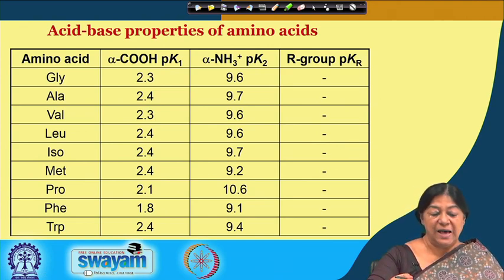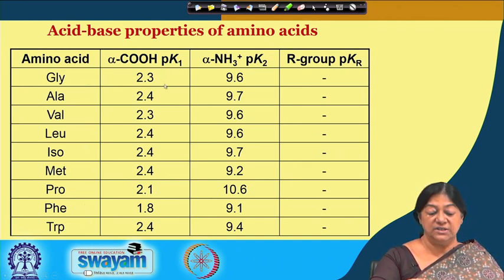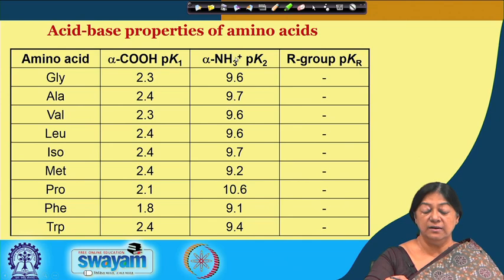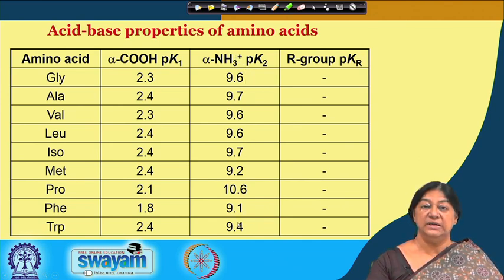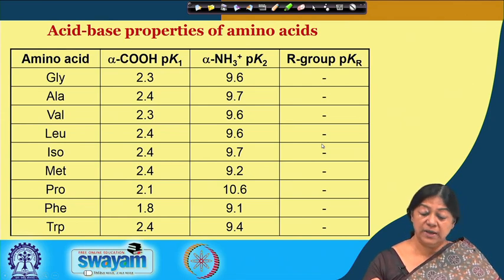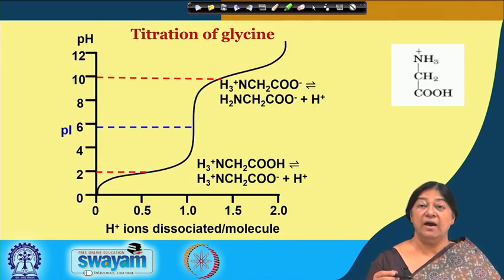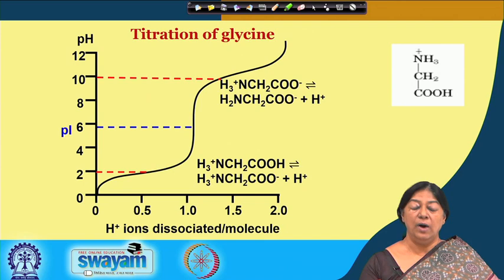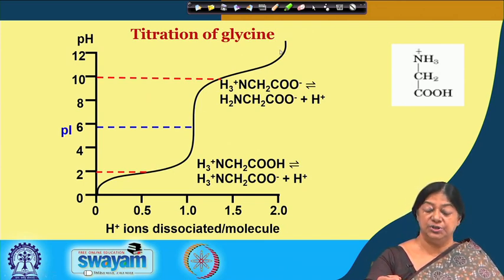Now, if we look at the acid base properties of the amino acid, we have a series of amino acids listed here. We have the alpha COOH values. You can see the pK1s are very low because this is a carboxylic acid. On the other hand, the amino group has relatively high pKa values, all the pK2 values. Interestingly, we do not have any pKr value here. As soon as we come to amino acids with pKr values, we will see how our titration curves will change.